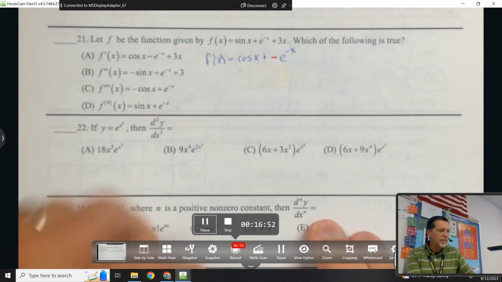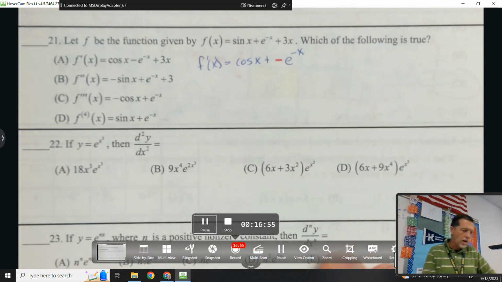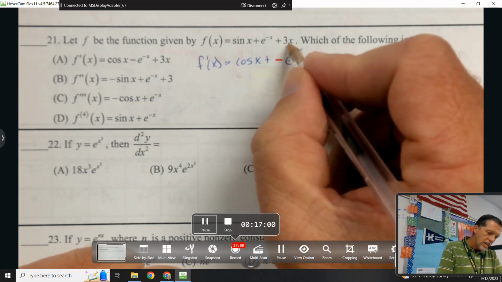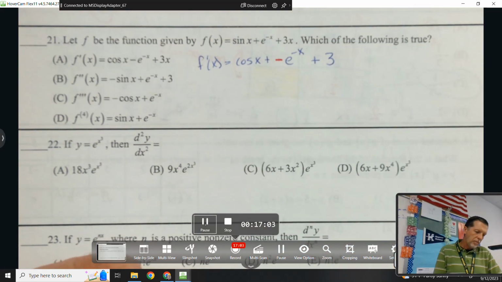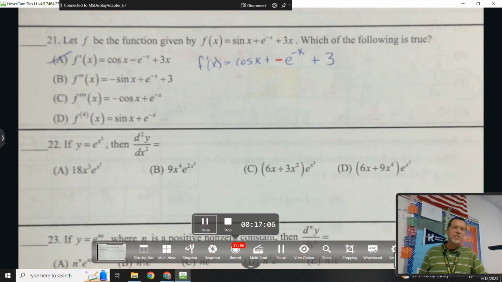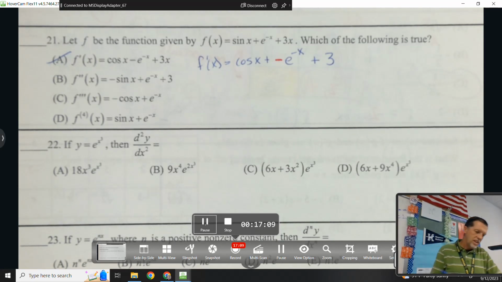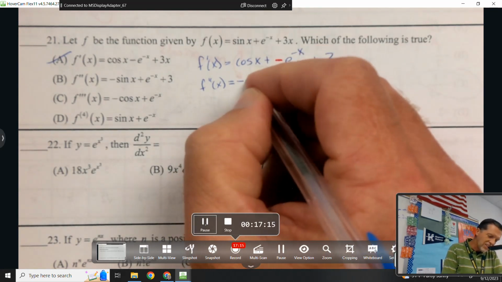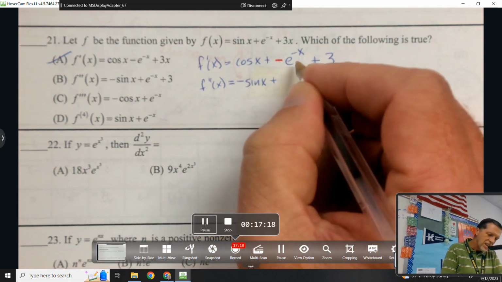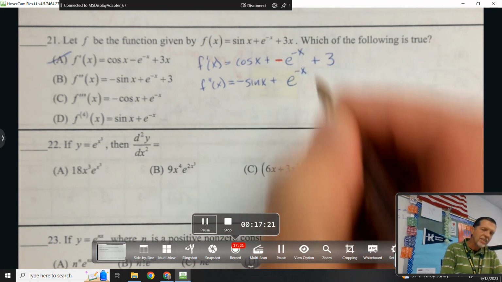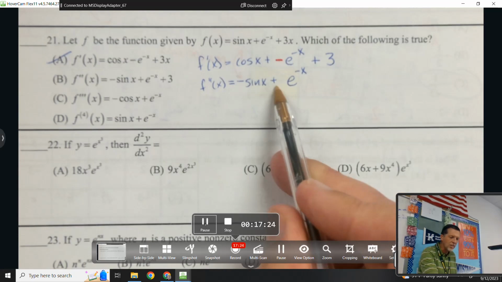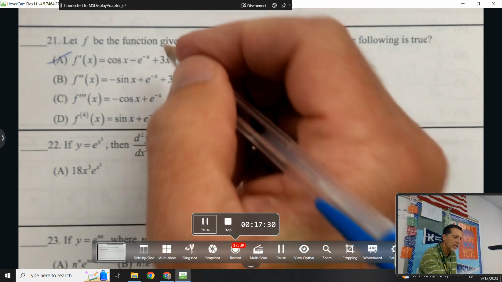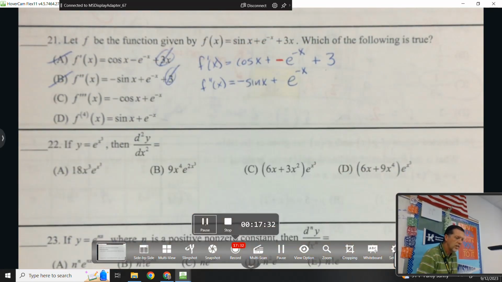The derivative of e to the negative x, that negative hops down. And the derivative of 3x is 3. So it's not A, that's not true. The second derivative of cosine is negative sine. Derivative of e to the negative x is e to the negative x. The negative hops down and makes it positive. And the derivative of 3 is gone. So it's not B.